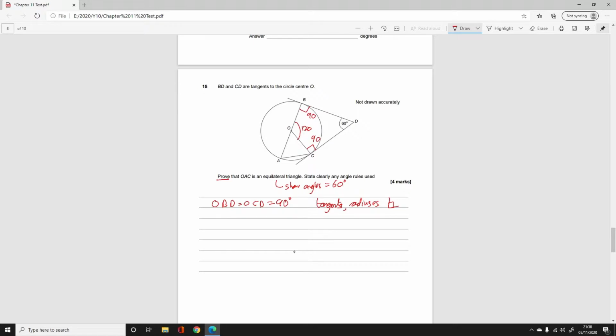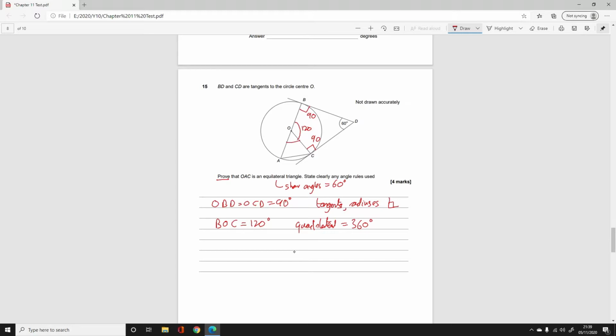We're then going to find BOC, and that's going to be 120 degrees, and the reason for that is that quadrilaterals equal 360 degrees. So if we took away those angles, that's what would be left over. Now, a mistake you could make here is to say this is a cyclic quadrilateral, and it's not, because D is not on the circumference of the circle and O is inside the circle.